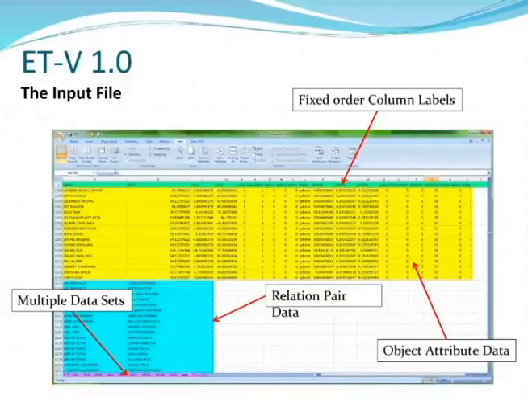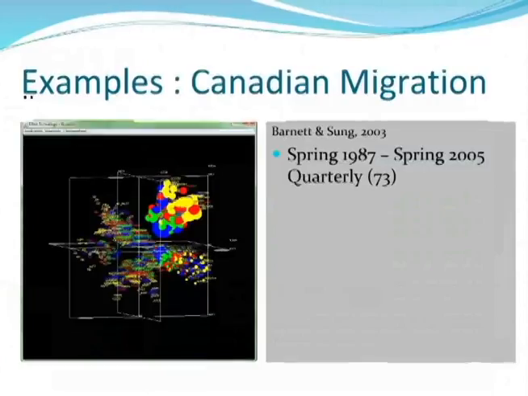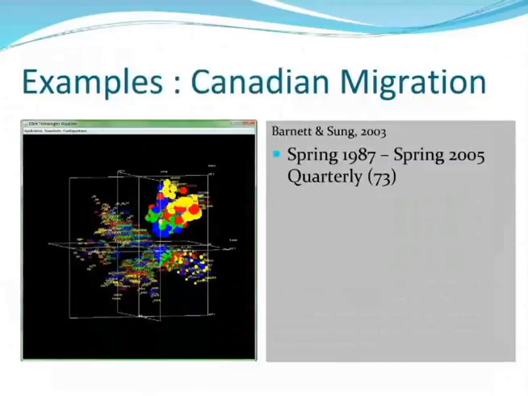The blue area is where I put the relation pair data. You actually provide the entire list of pairs for your relations that I then visualize as edges in the graph. In this case, you can't see them all, but there's probably like 55,000 in this one data set. And as the purple line at the bottom shows, you actually can put multiple data sets in one file where each data set is a spreadsheet.